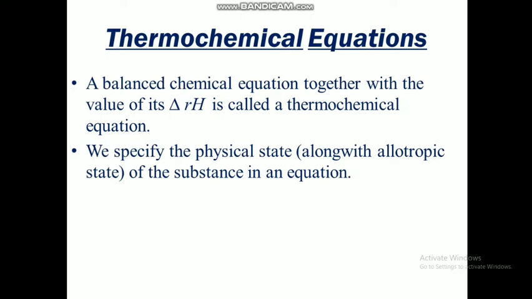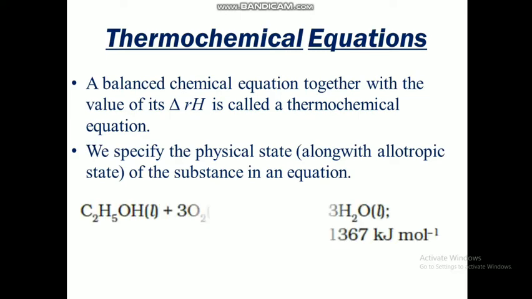So first, we need to mention the delta RH or enthalpy of that particular reaction, and it should be a balanced equation. Then we need to specify the physical state along with the allotropic state. Then it becomes a thermochemical equation. For example, we have an equation here, C2H5OH liquid, and all the states are mentioned here, liquid, gas or whatever it is, and we have the enthalpy of this particular reaction mentioned here, in the standard states. It is an exothermic reaction as we have a negative value for the enthalpy.